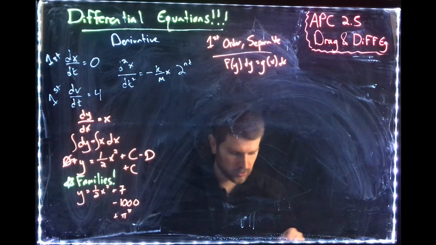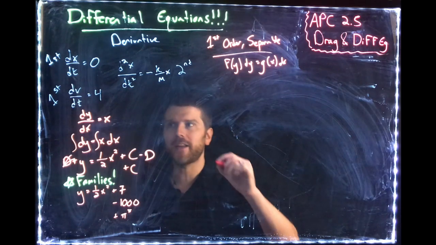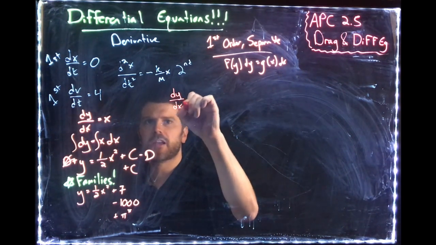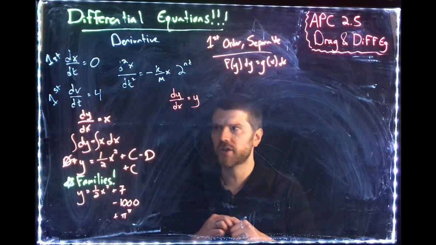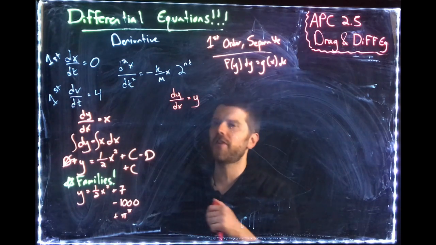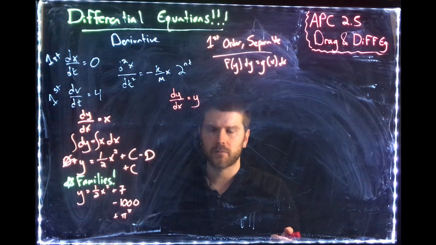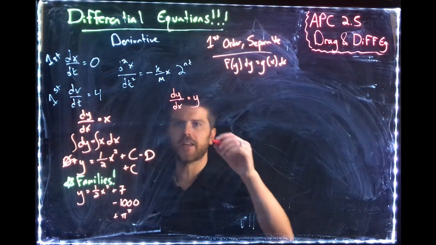Let's try a slightly more complex example. Let's change our color also, why not? And we'll go with dy dx equals y. So this is a different question. Differential equations are kind of a way of answering the question of what happens. This is the set of all functions where when I take its derivative, I end up with the original function again. Okay, well, you might already have an idea of where this goes, but let's try it anyway.